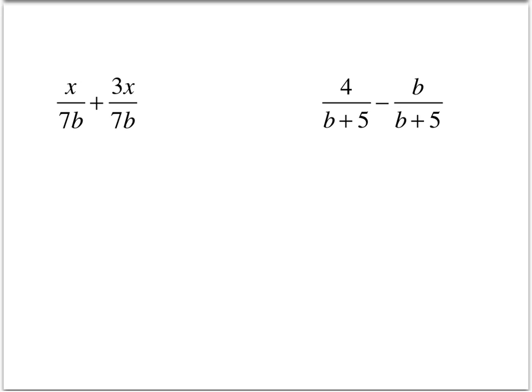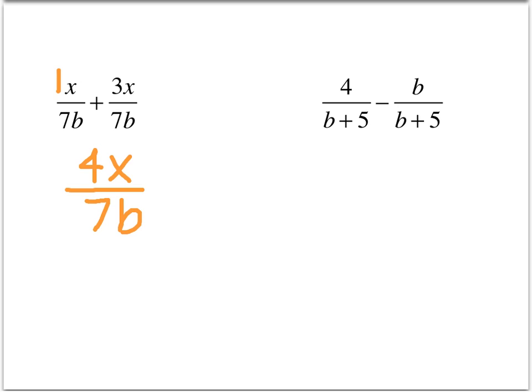So the very first one, now notice that this one does have common denominators right away. X over 7b plus 3x over 7b. So we do not add those. All we have to do is add my numerators. So remember, there's a 1 in front of here, so 1x plus 3x is 4x, and your denominators, remember, stay the same. So 4x over 7b is the answer. We look for ways to reduce these, but we can't do any reducing of the numbers or the variables, so we're done. So that was pretty easy. Let's look at the next one.